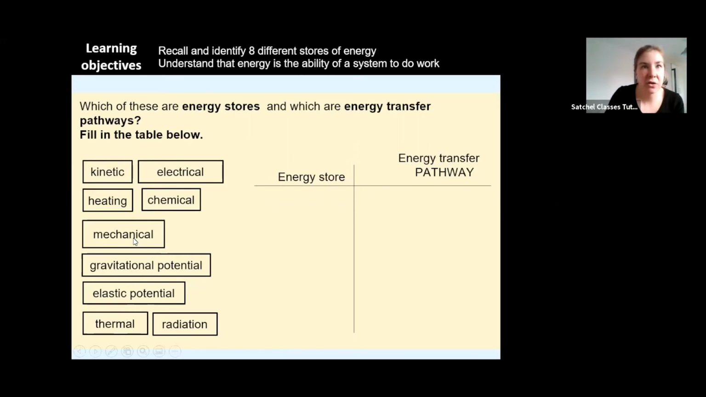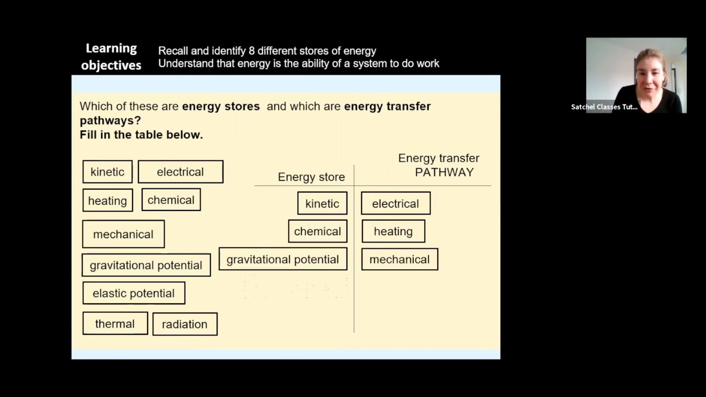So for example, mechanical, was that a store? Think of the mnemonic, was that a store or was that a pathway? I want you to pause the video now and have a go just to finish off this session, just to bring everything we've done together. Like I say, write all of these words or phrases either in energy store or if it's an energy transfer pathway. Pause the video and have a go at that now. If you haven't quite finished, make sure you pause because I'm going to give away the answers. Let's just check that you got it right to finish off.